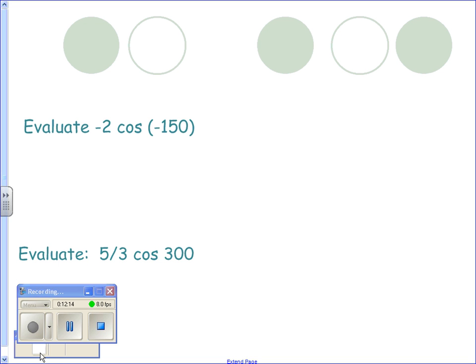Here's an example of what the problem looks like. Negative 2 cosine of negative 150. Negative 150. Where would I go to draw that angle? Would I go up or down? All right, down. Now I'm at 90. Do I need to keep going? Do I need to go to the x-axis? Okay, so what angle is this? 30 degrees. Y'all see that?